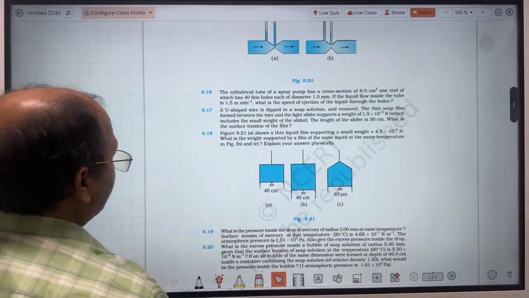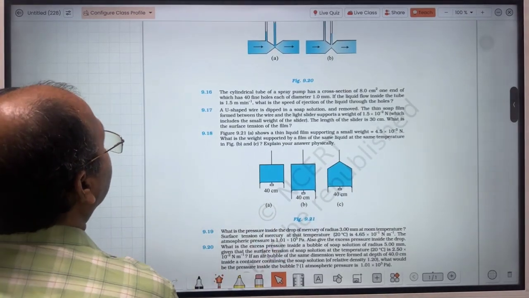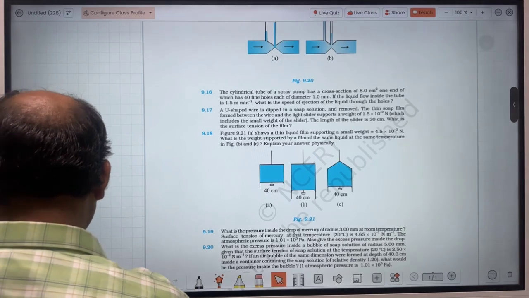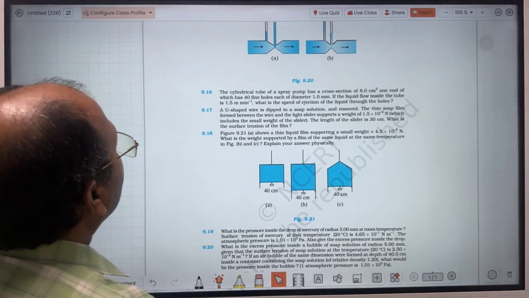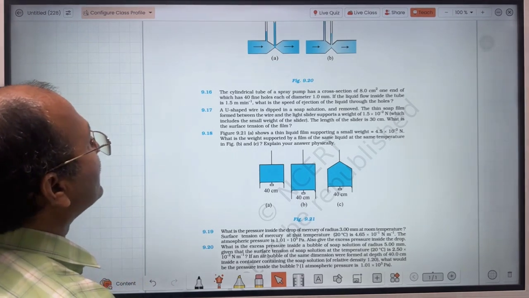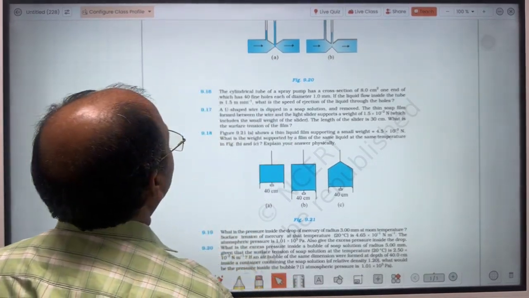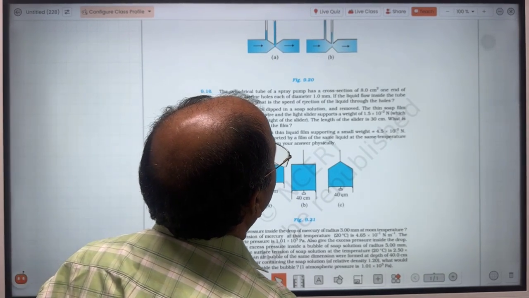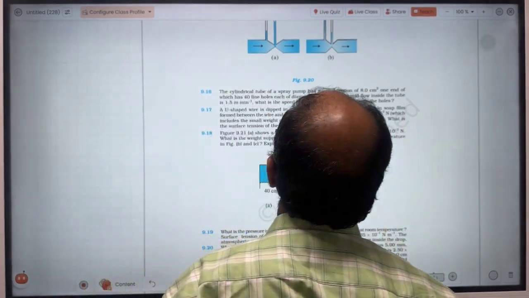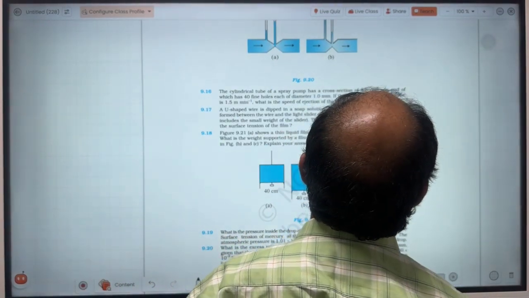Now there is the next question. So we have reached question number 17. Question 17 says, a U-shaped wire is dipped in a soap solution and removed. The thin soap film formed between the wire and the light slider supports a weight of this much, which includes the small weight of the slider. That is okay. The length of the slider is 30 centimeter.